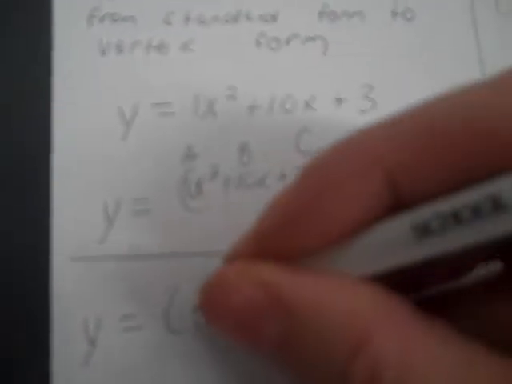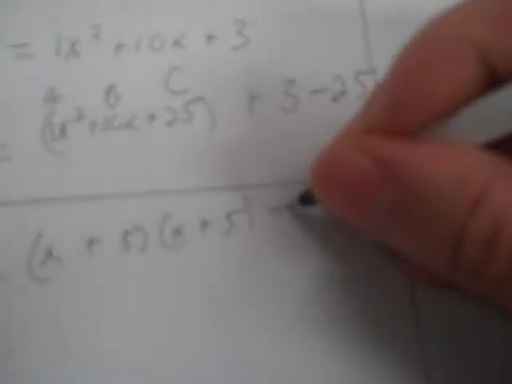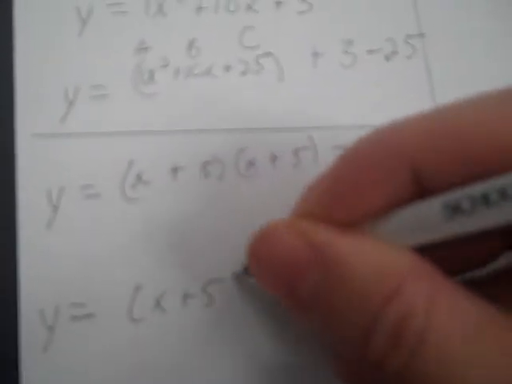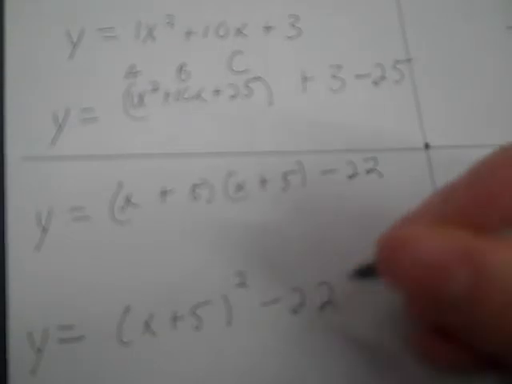Okay, now my second step is for me to factor this trinomial here. So it's positive 25, sum of 10, and that's 5 times 5. So I make two parentheses, so x, 5 and 5. And since my 10x is plus, both these 5s will be plus. And then 3 minus 25 is negative 22. So since that's a negative, I write minus 22. And now I write x plus 5 quantity squared minus 22, and that's my answer. Now it's in vertex form.